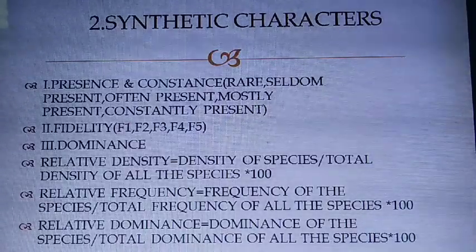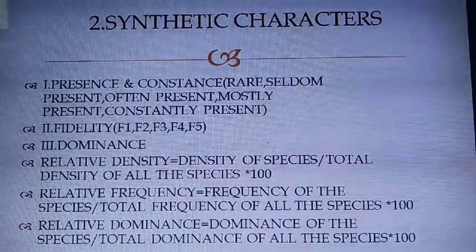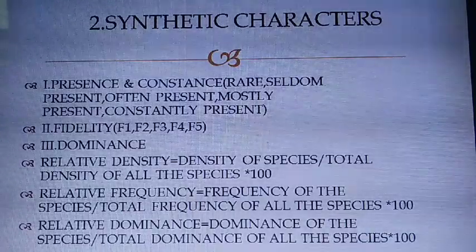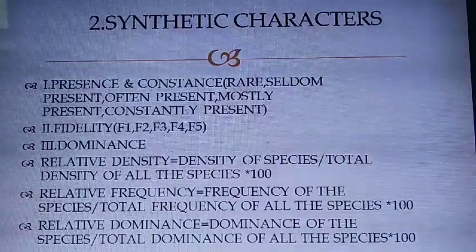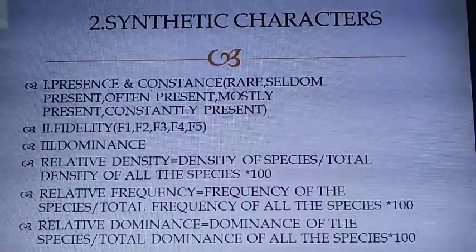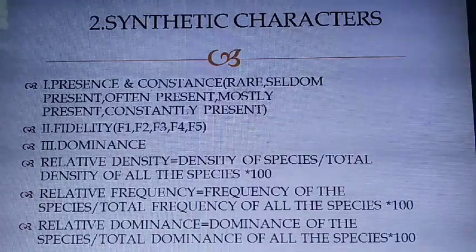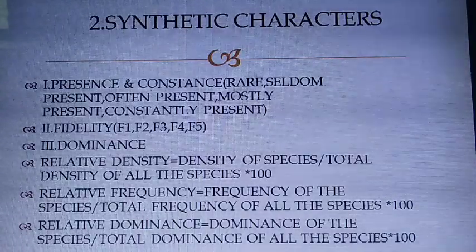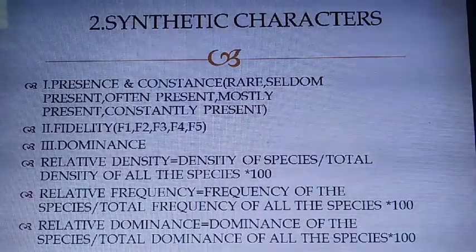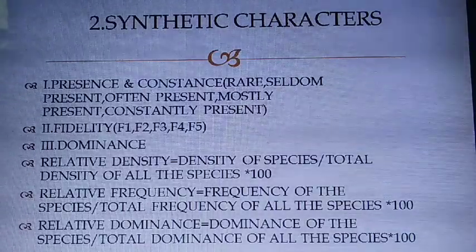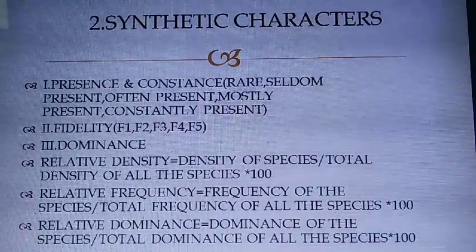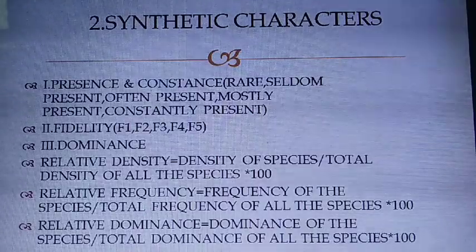Rare, the species present in 1 to about 20% of the sampling units. Then seldom present when the percentage range is 21 to 40. Often present 41 to 60%. Mostly present 61 to 80%. And constantly present, that is 81 to 100% of the sampling units.